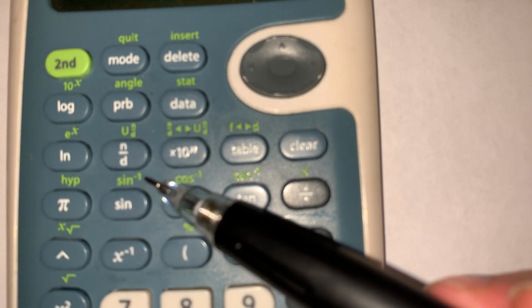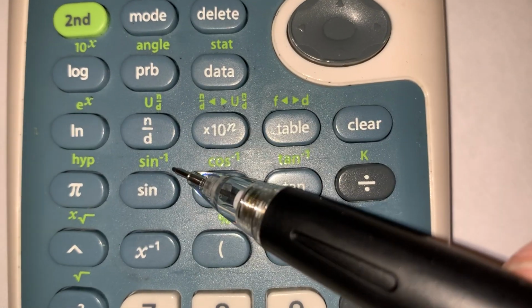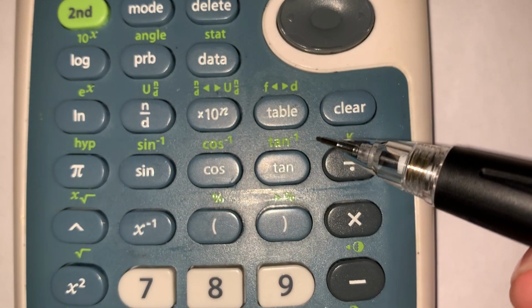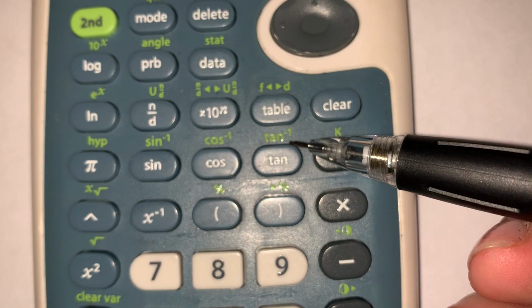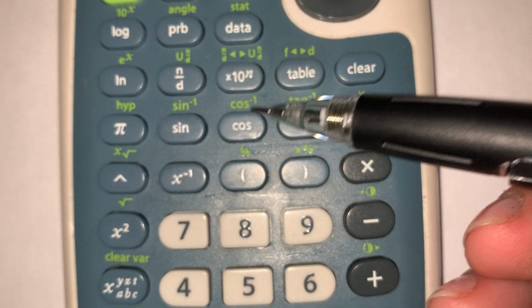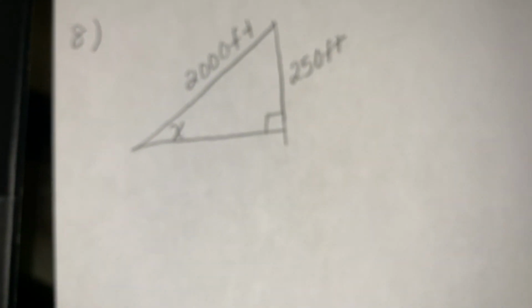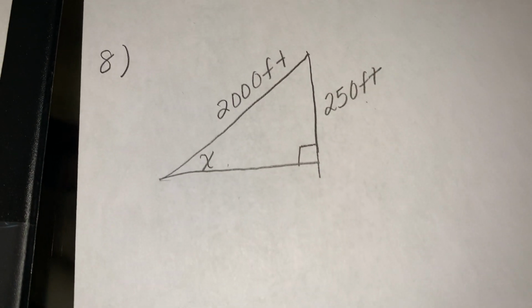More specifically, we're going to be doing one of these inverse buttons. I don't know if you can see it there, but it says sine with a -1, cosine with a -1, tan with a -1, but they don't really say with the -1. It's just the inverse of sine, inverse of cosine, inverse of tangent. And we need to first figure out what we're even doing. We need to figure out if we need to use sine, cosine, or tangent.